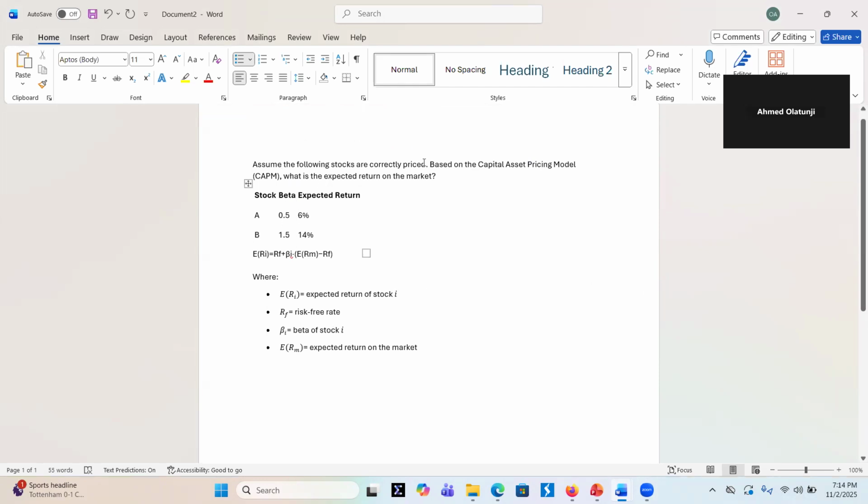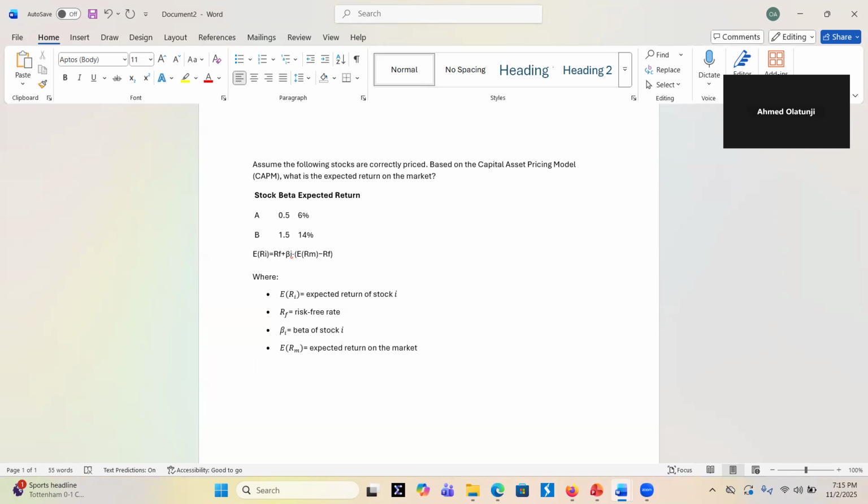The question says, assume the following stocks are correctly priced based on the capital asset pricing model, CAPM. What is the expected return on the market? So we are looking for the expected return on the market, and we are given stock A and B, beta A and B, and expected returns, and this is the formula for CAPM. The expected return of a stock is equal to the risk-free rate plus the beta of the stock times the expected return on the market minus the risk-free rate. So we're just going to dive into it.